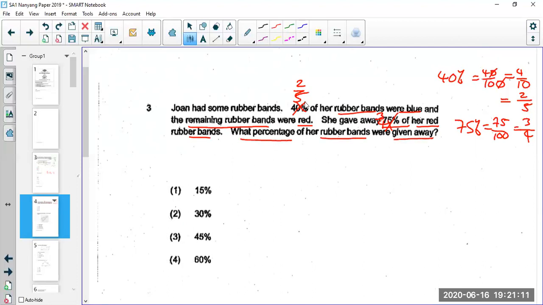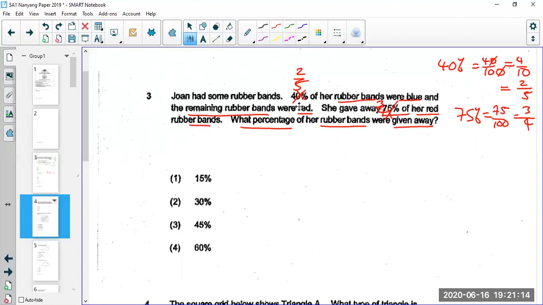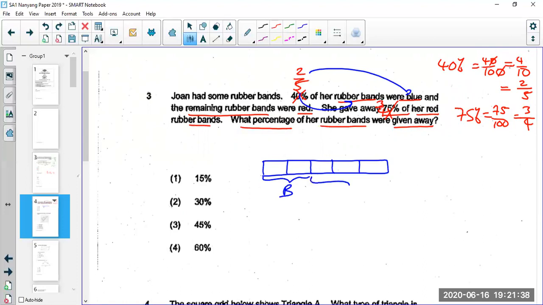Okay, so we're going to draw the model. Why do you want to change the percentage to fraction? So that you can draw the model, which will help you to solve easier. You look at the denominator, 2/5 of the rubber bands. So the rubber bands have altogether 5 boxes: 1, 2, 3, 4, and 5. And 2 boxes were blue. So you label. And the remaining rubber bands were red. That's how you draw the first sentence. Now she gave away 3/4 of the red. Where is the red? The red is over here. And you look at the fraction, 3/4. The red has 4.